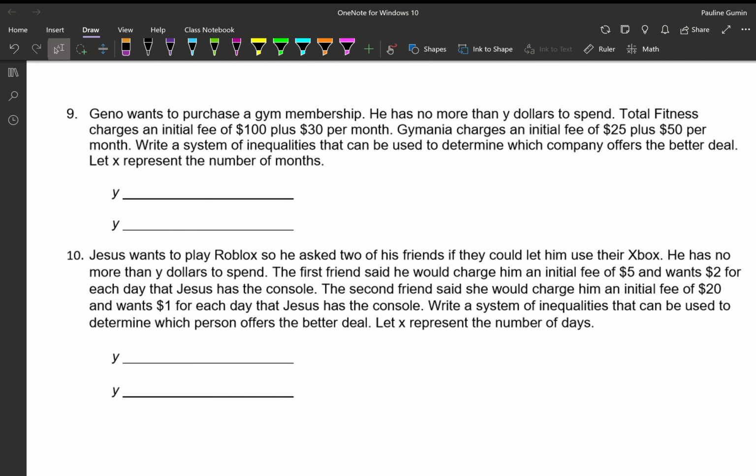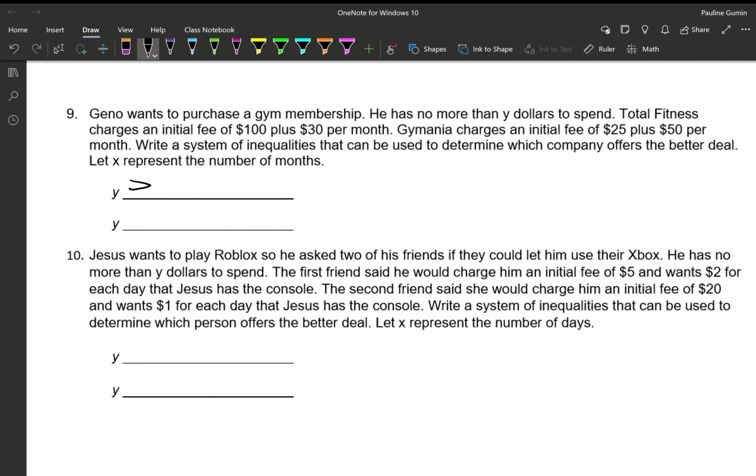Number 9, Gino wants to purchase a gym membership. He has no more than Y dollars to spend. Total Fitness charges an initial fee of $100 plus $30 a month, and Gymania charges an initial fee of $25 and then $50 a month. Let's write a system of inequalities. All right, I'm going to start with Total Fitness. So Gino has no more than, so he cannot spend more than Y dollars.